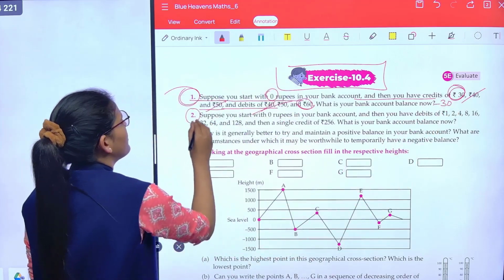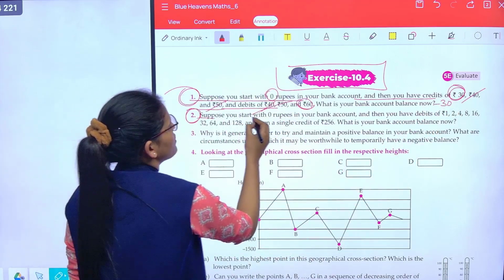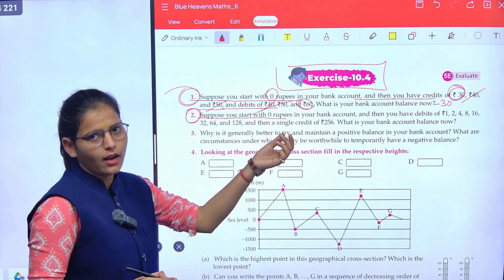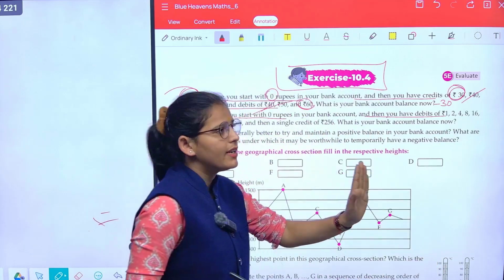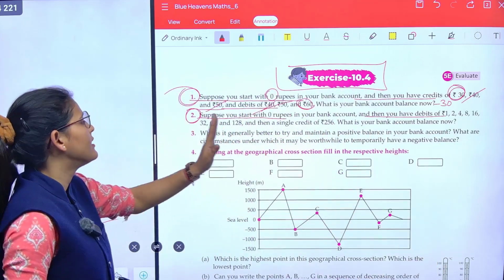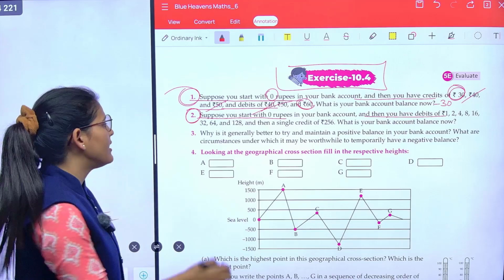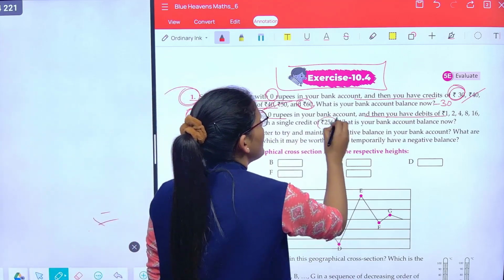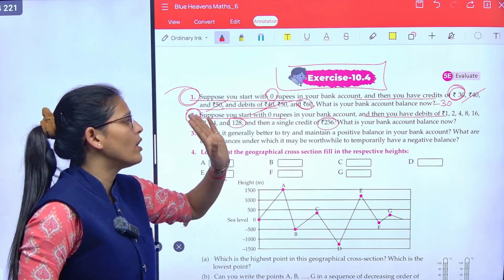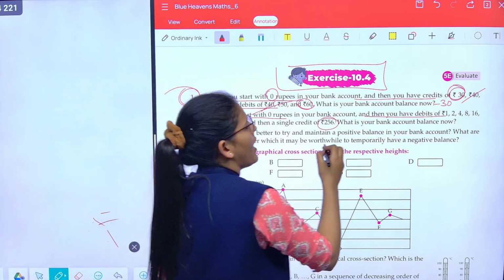Now come on. Question number 2. Suppose you start with 0 rupees in your bank account. Again, you started a bank account. Then you have debits: 1, 2, 4 and 1, 4, 8, 16, 32, 64 and 128, and then a single credit. You made only one single credit, that is 256. What is your bank account balance now?